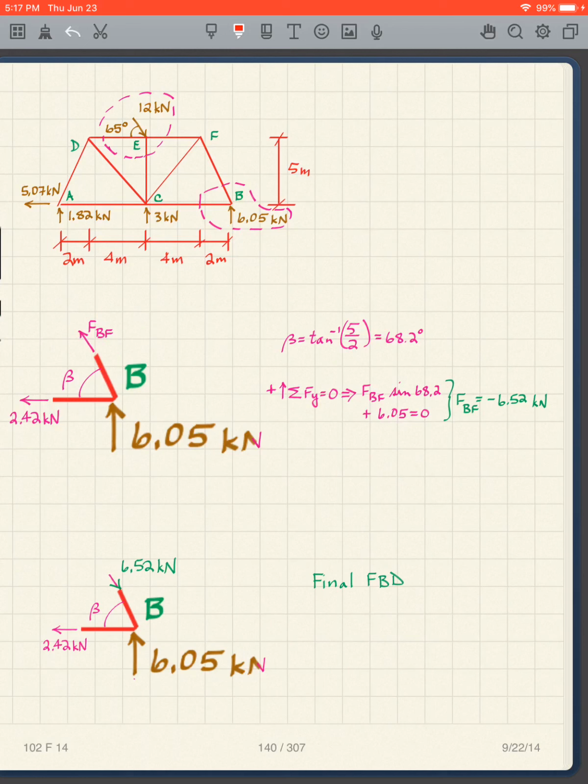So again, we do this in our head. This is going to be FBF sine beta, sine 68.2, going upward. And then we have the 6.05 also going upward. And we solve for FBF. It comes out negative, meaning it goes toward the point. There's my final FBD for that one.